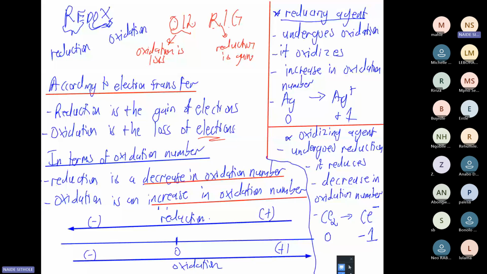So you just look at the values. Are we going more to the positive side? Are we going more to the right-hand side? That's oxidation. Are we going more to the left-hand side of the number line? That's reduction. But you must understand this. If it's an oxidizing agent, it undergoes reduction. If it's a reducing agent, it undergoes oxidation.